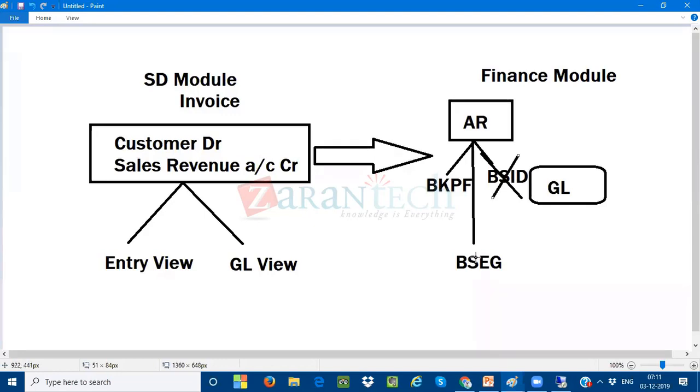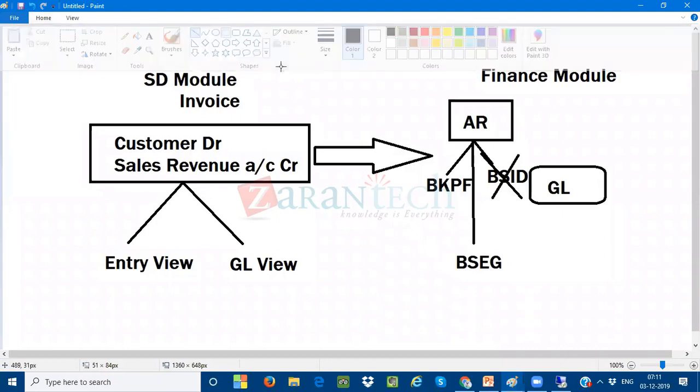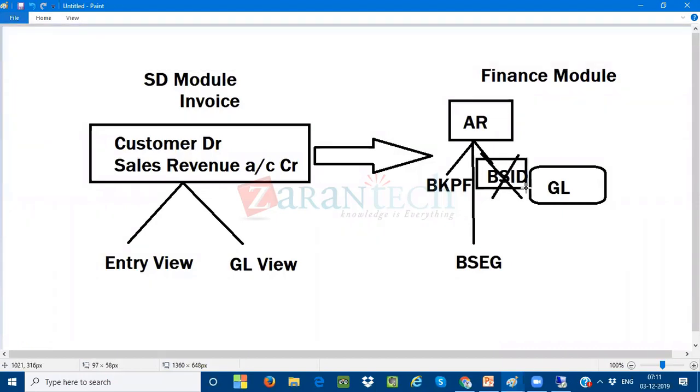Now, both the tables. For example, okay, you're coming to the point, sir. Now the same document I can see in the BSID and the same document I'm seeing in the BSEG also. Am I right, sir? Yes. Earlier, I'm talking about SAP ECC.